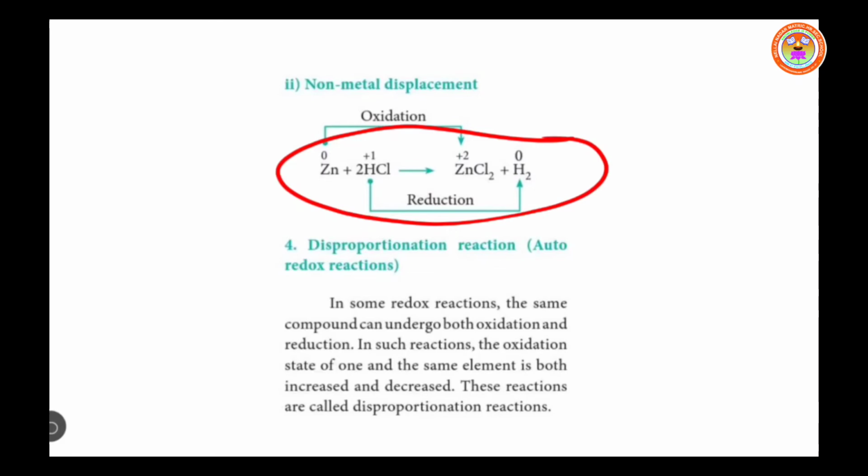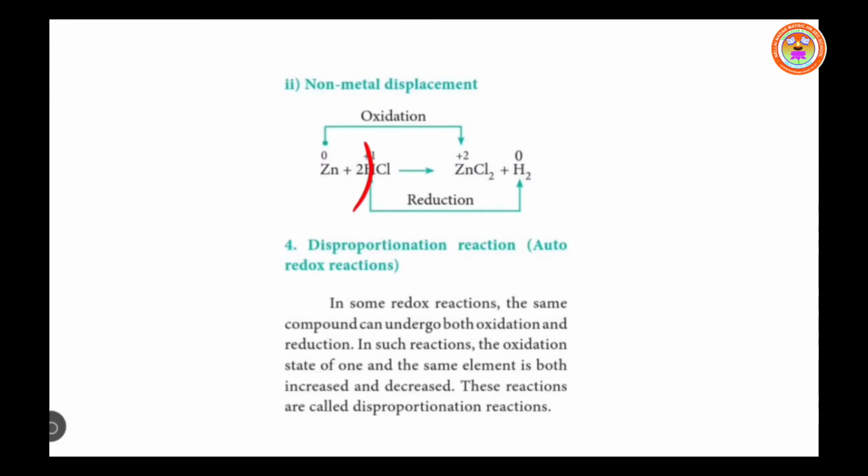gives ZnCl2 plus H2. During the reaction of zinc with hydrogen chloride, the zinc displaces the H plus ion of the hydrogen chloride, that is hydrochloric acid, as H2 gas. Understand? Here zinc displaces the H plus ion of the hydrochloric acid. The displaced H plus ions combine and evolve as H2 gas. So this reaction involves displacement of H plus ion by the metal. So this reaction is an example of a non-metal displacement reaction.